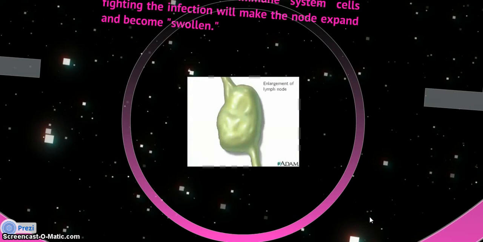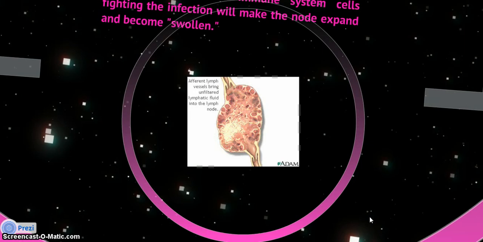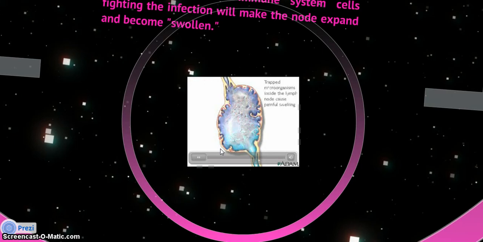Here's an enlargement of a lymph node. To better understand its function, let's take a look at a cut section. Afferent means towards. Afferent lymph vessels bring unfiltered fluids into the lymph node to be filtered. Efferent means away from. Efferent vessels carry clean fluids away from the lymph node and to the cardiovascular system, where it helps form the plasma in the blood. Overall, it works like a biological filtering system.